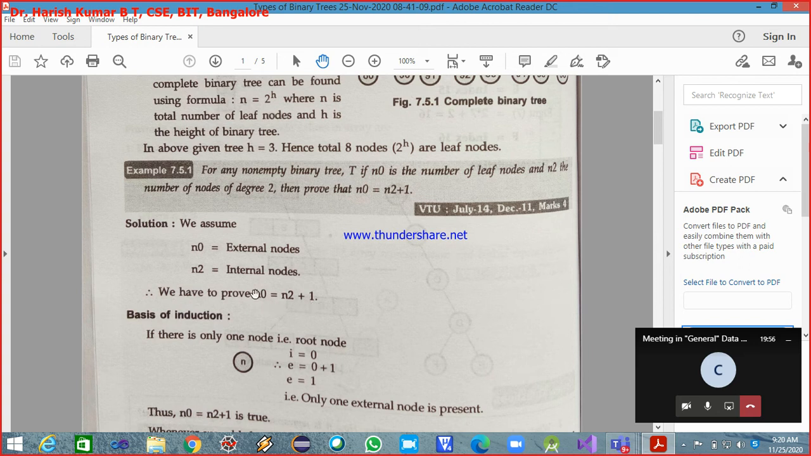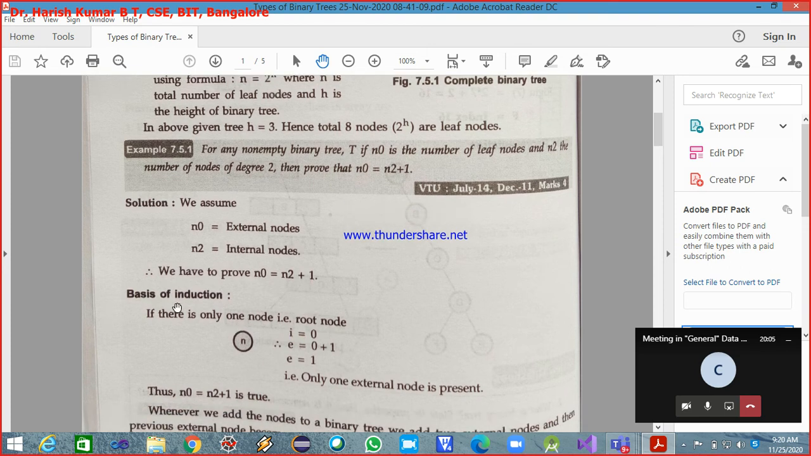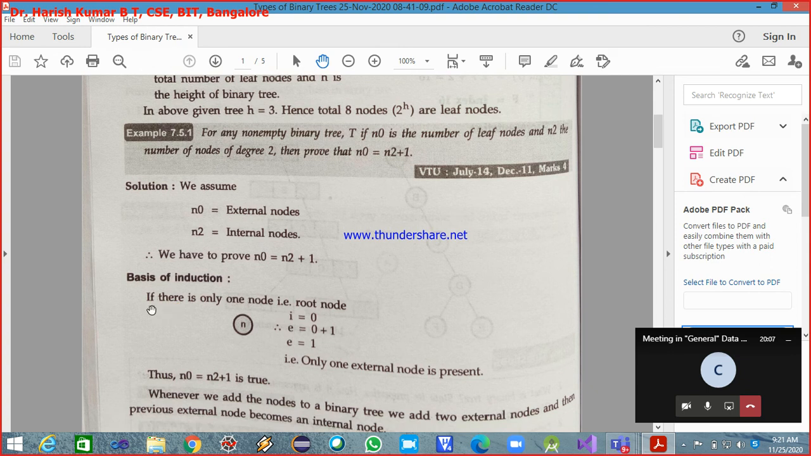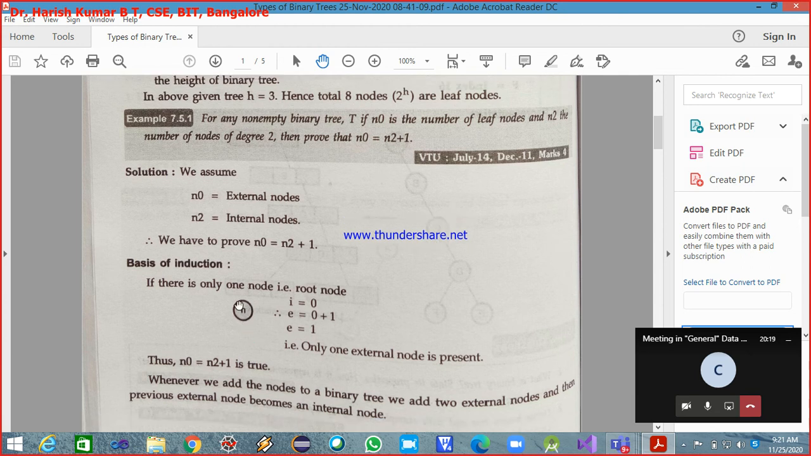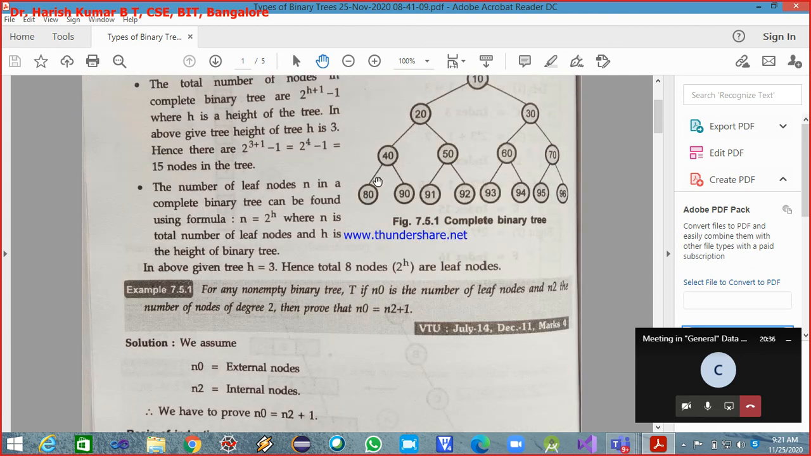Now we have to prove that n0 is equal to n2 plus 1. n0, the number of leaf nodes, is equal to the number of internal nodes plus 1. Now on the basis of induction, assume that there is only one node, the root node. This is the only node. I can call it a root node, or else I can also call it the leaf node.